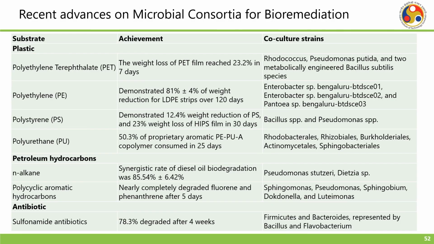Then in the case of petroleum hydrocarbons and alkanes, a synergistic rate of diesel oil biodegradation of 85.5% was achieved utilizing Pseudomonas tuorilae and Gordonia species. Then in the case of polycyclic aromatic hydrocarbons, when Sphingomonas, Pseudomonas, Sphingobium, Dokdonella and Luteimonas were used, it was seen that there was a near complete degradation of fluorene and phenanthrene after 5 days.